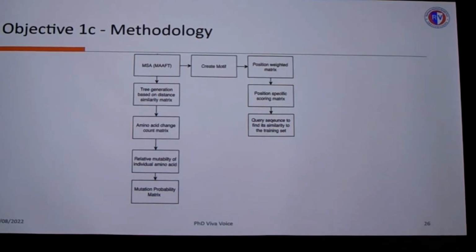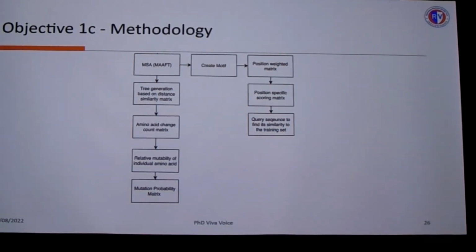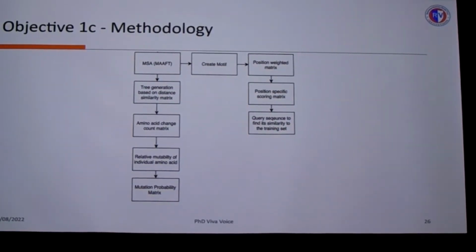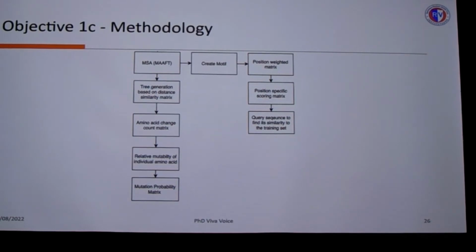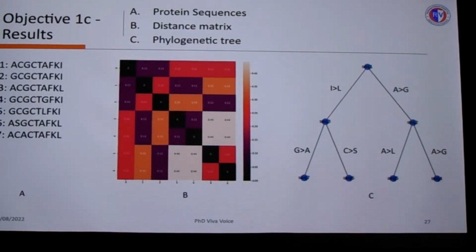Then this is followed by the relative mutability of the individual amino acids, so how much each amino acid is changing within the given sample, and then the mutation probability matrix. So what is the probability of each amino acid to change in the given sample? Parallelly, we are also able to obtain the position specific probabilities of each amino acid chain, which is implemented using the PSSM approach.